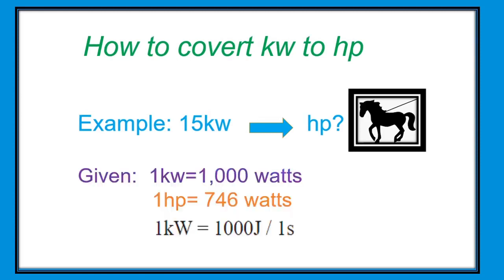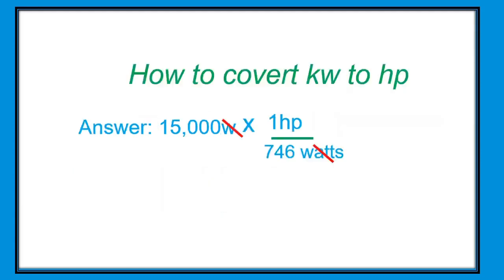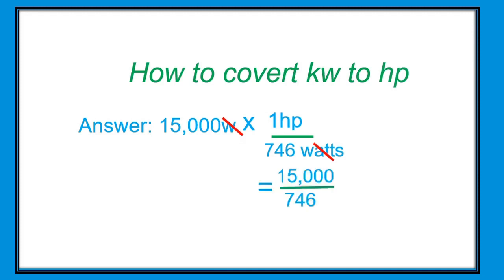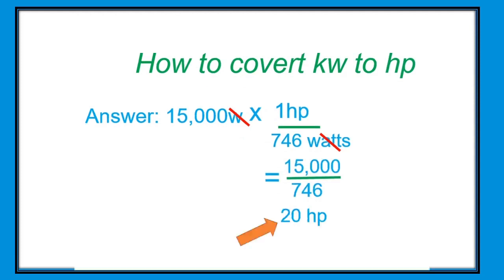Given 1 horsepower equals 746 watts, 1 kilowatt equals 1000 joules per second. Answer: 15,000 watts times 1 horsepower over 746 watts. We are going to cancel the watts. So it should be 15,000 divided by 746. 15,000 divided by 746 equals 20 horsepower.